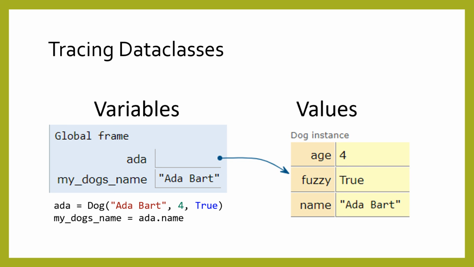These arrows actually have a lot more significance than we want to talk about right now, but the important thing to recognize is that the ada variable points to a much more complex value than the my_dogs_name variable.